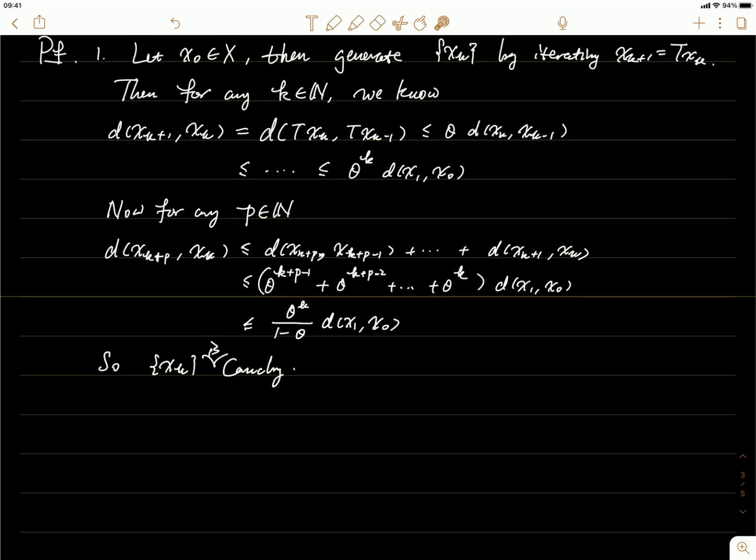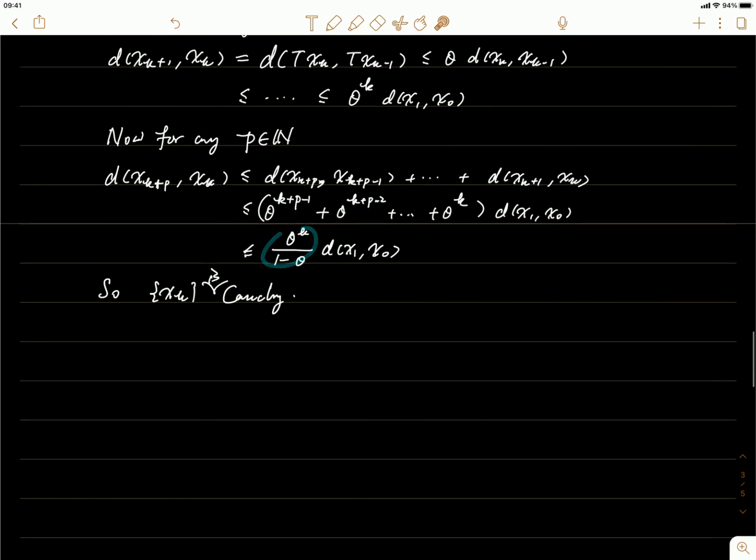Again, the reason is that for any epsilon, there exists a k large enough such that as long as k is bigger than that, this can be less than epsilon, and it doesn't matter what p is, as we just mentioned. The key is that if p is super large, you just have more and more terms, but this geometric sequence starts from theta to the k. Now we have a finite sum, but the infinite sum would still be less than that, and that bound no longer depends on p. So this is Cauchy.